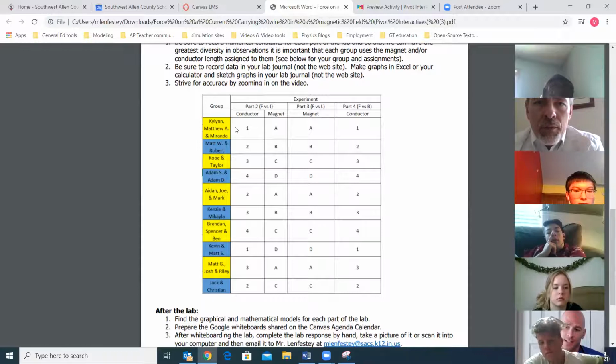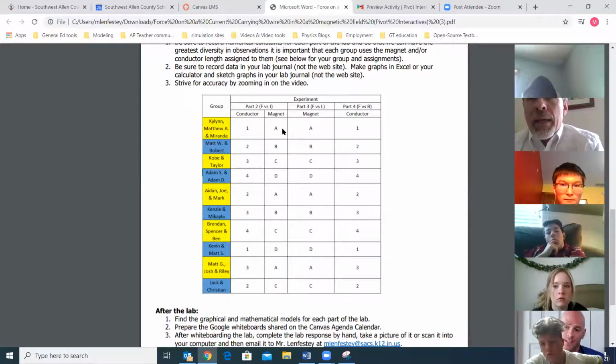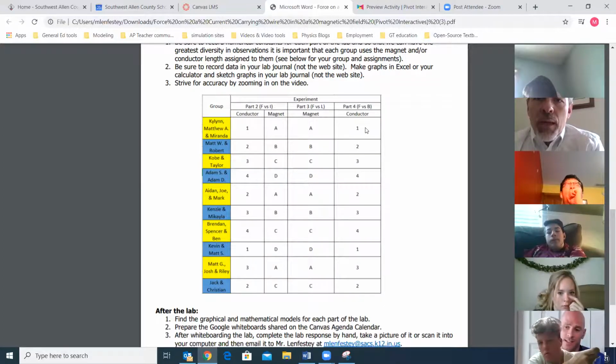I want you to make sure these groups are using whatever these constants are. Like they have different conductors, so make sure like this first group here is using conductor 1, and they're using magnet A. And then for part 3, you'll use magnet A, and you can have your current be whatever you want it to be as long as you don't change it. And for the last part, you'll use conductor 1 again, and you can have your current be whatever you want it to be as long as you don't change it.